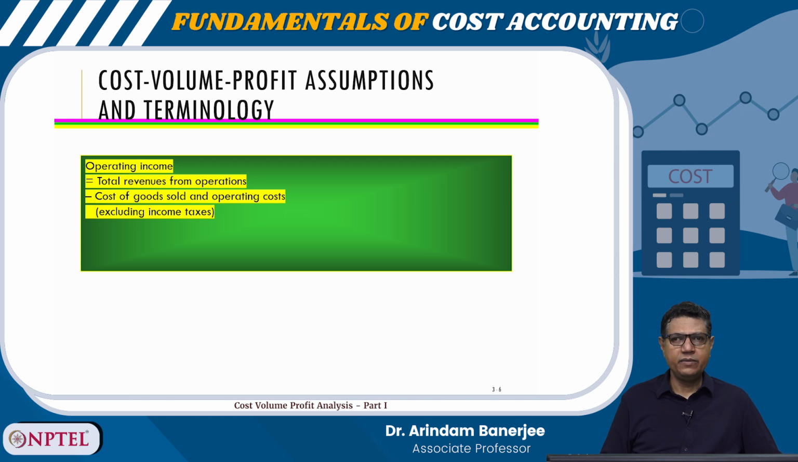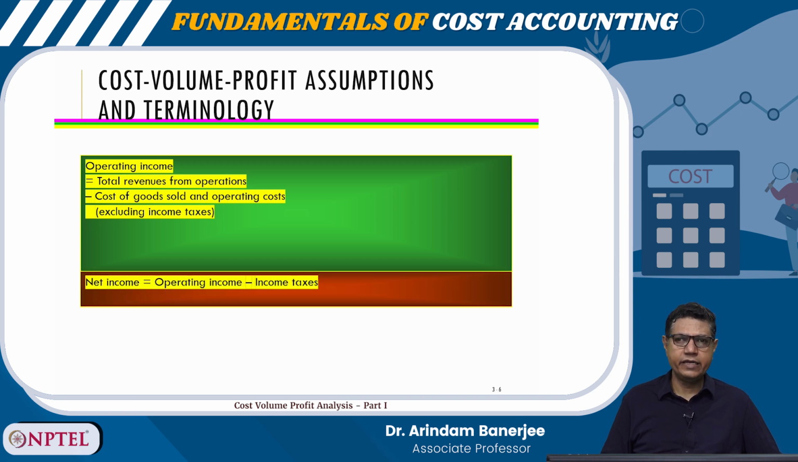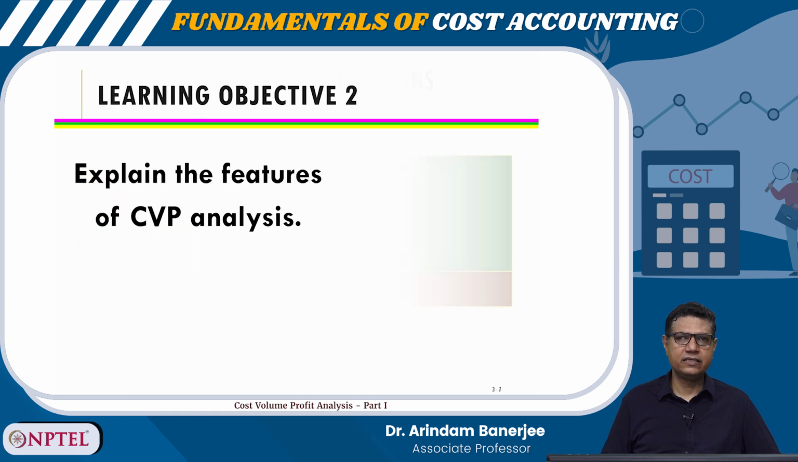So, operating income I can write like this: total revenue from operations minus cost of goods sold and operating cost. We are currently not including the income tax at the moment. So, net income is equal to operating income minus income taxes.